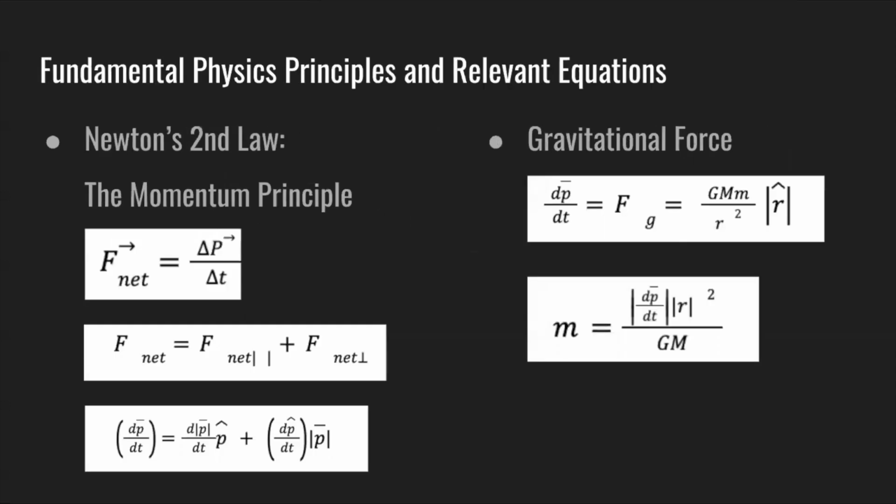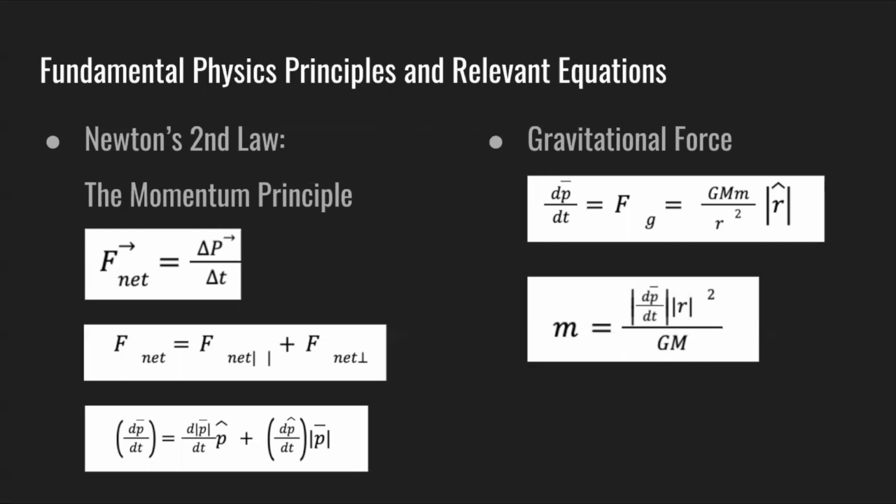In this experiment, we must understand two physics principles for both parts. First, Newton's second law, which we can denote mathematically as the net force is equal to the change in momentum over the change in time. Secondly, we must consider the gravitational force, which can be algebraically described as the universal gravitational constant times the mass of the body exerting the force times the mass of the body feeling it, divided by the distance between both point masses squared, and all that times r hat.